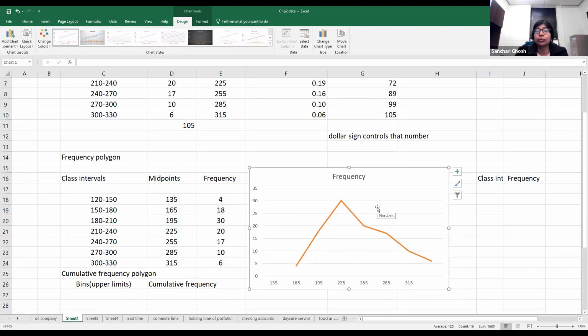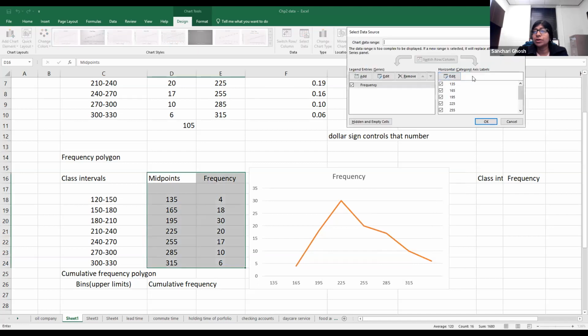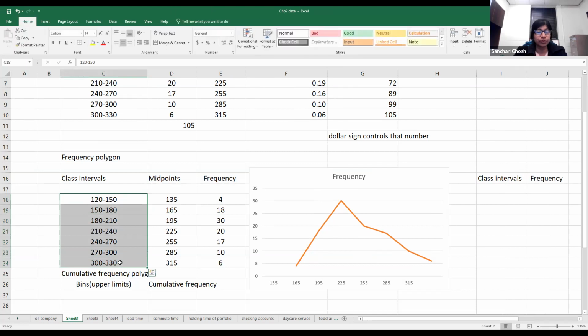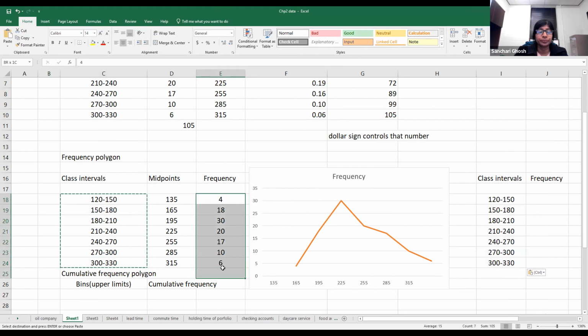All you have to do is just right click, select data, and kind of figure out what is the horizontal axis and what is the vertical axis, the legend entries. I can do the same one, putting the class intervals and the frequencies, and that would be the same frequency polygon, in my opinion.